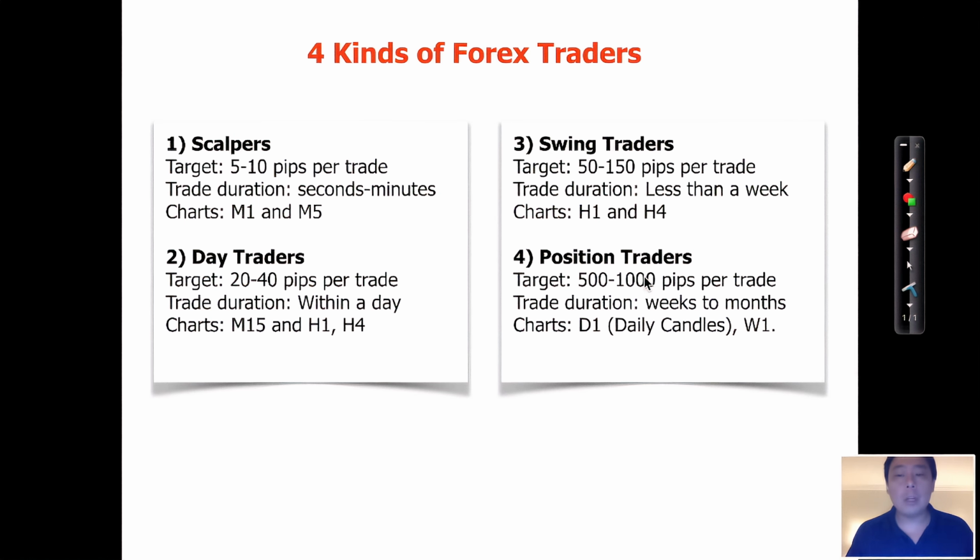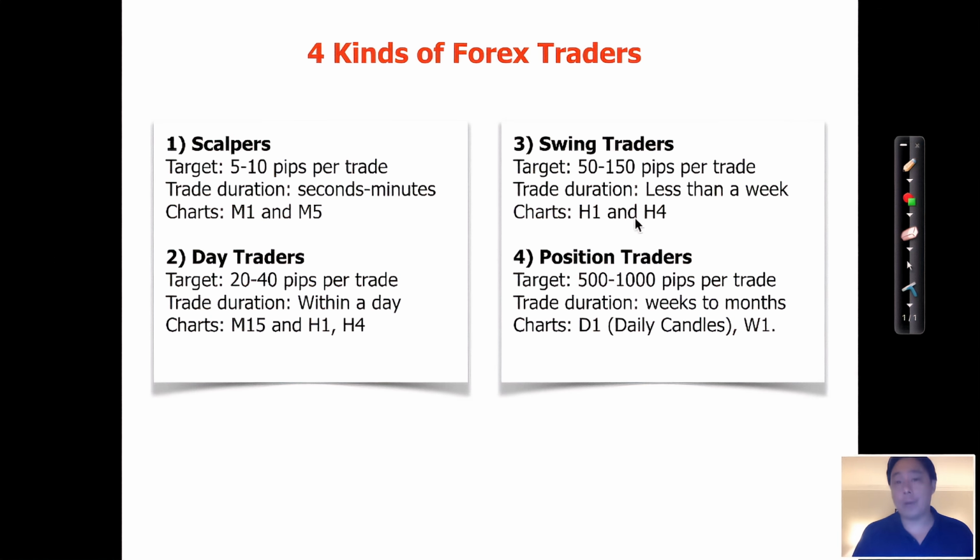and they look at the overall big trend. Normally position traders like George Soros, for example, when he enters a trade, he will target 500 to 1,000 pips per trade or more. To capture 500 to 1,000 pips, you have to stay in the trade for a few weeks to months to even years. Position traders tend to look at daily candles, where each candle represents one day, or they look at weekly candles. So those are position traders.